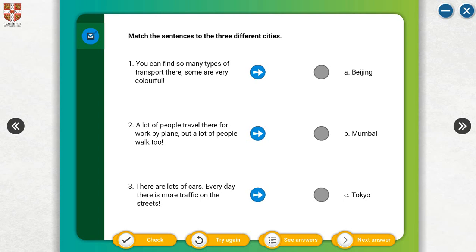Okay. You can find so many types of transport here, and some are very colorful.